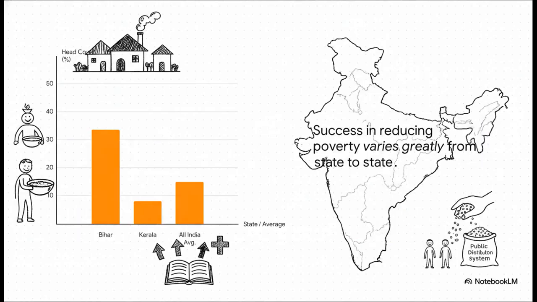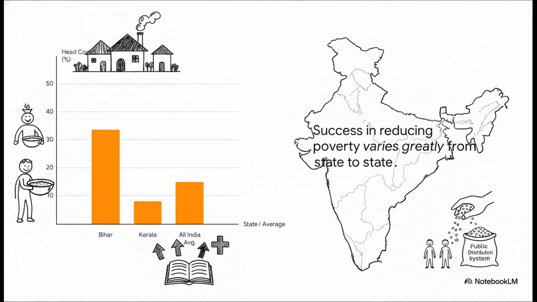Let's just take a couple of examples to make this clearer. On one end of the spectrum, you have a state like Bihar, which has one of the highest poverty ratios. But on the other end, you have a state like Kerala, which has one of the lowest. So why is there such a big difference? Well, a lot of it has to do with the different strategies these states have followed. Kerala, for instance, focused heavily on human resource development. That means investing in things like education and health. Other states, like Tamil Nadu, have been very successful with their public food distribution systems.